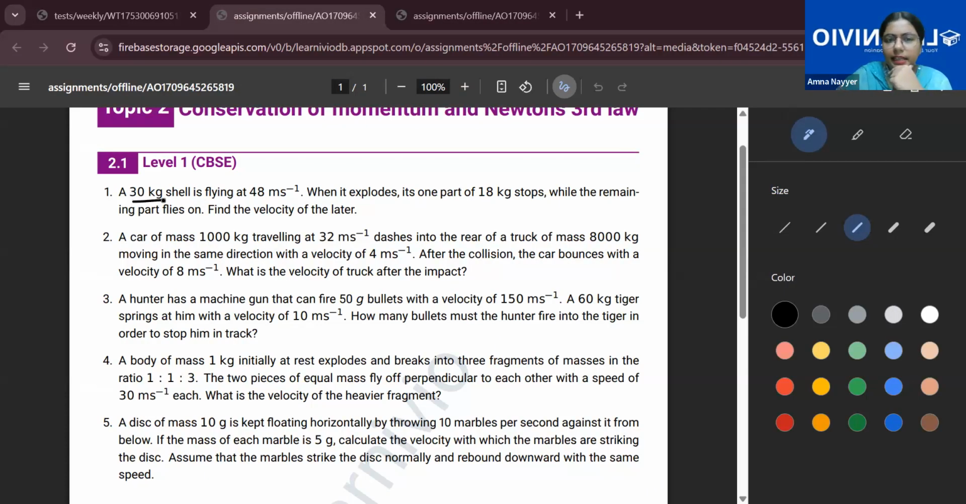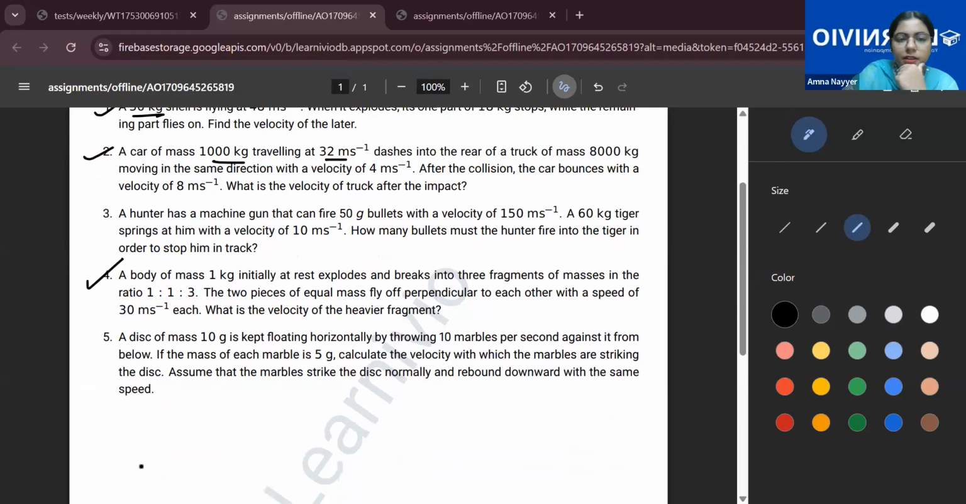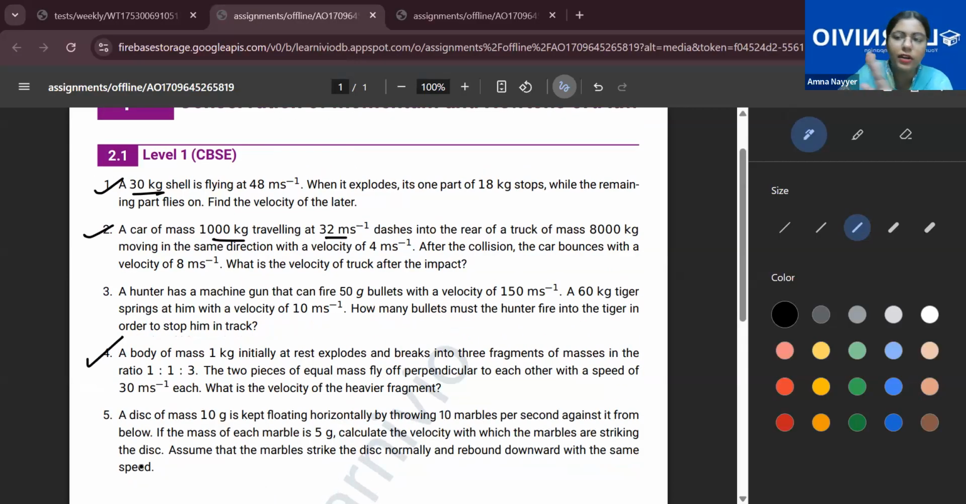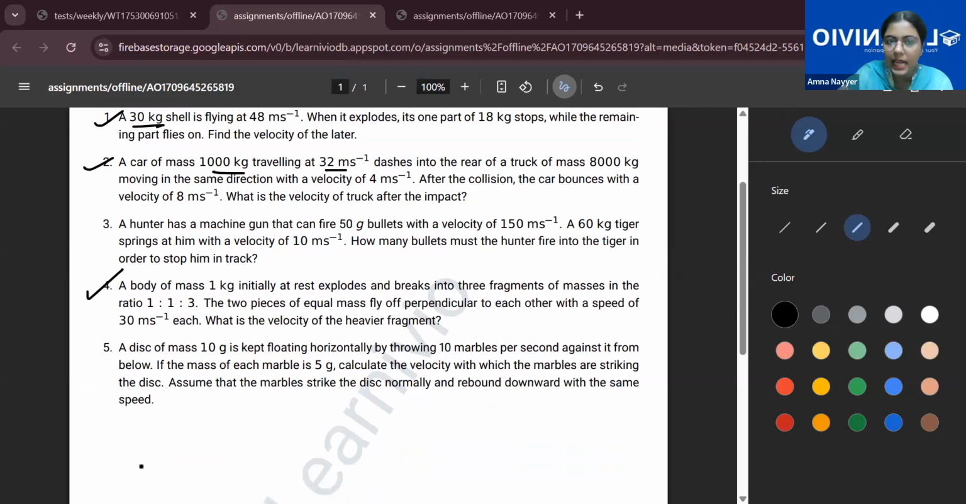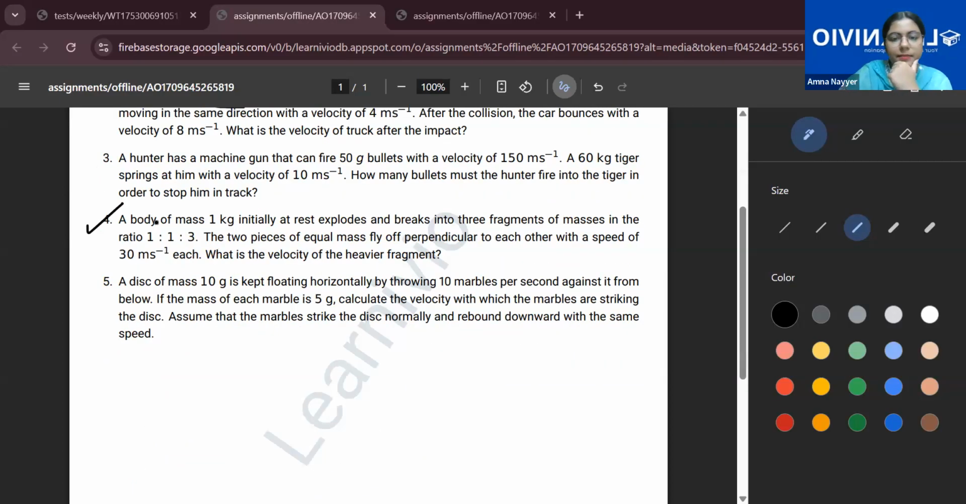See, we discussed this 30 kg. This one is done in the class itself. Even this one is discussed in the class itself. Car of mass 1000 kg traveling with this, this is also done. Yes, Aisha. I had a doubt in the third one. Third one we haven't done in the class. Third and fifth I'm discussing. 1, 2, and 4 are already discussed in the class, so you can refer to the notes.